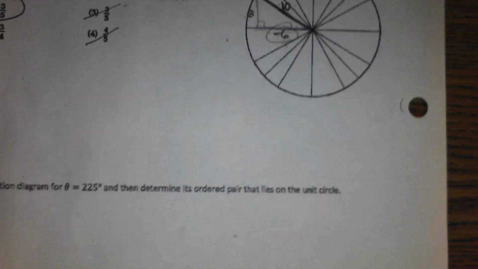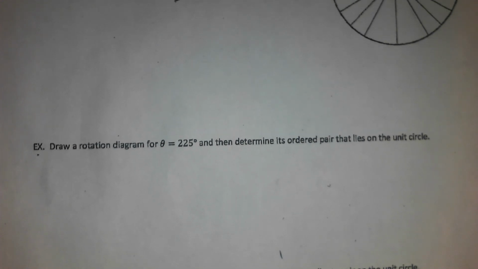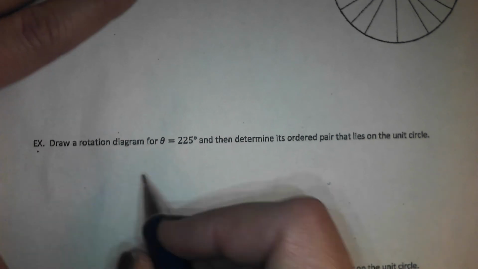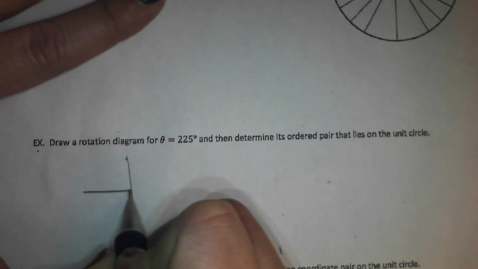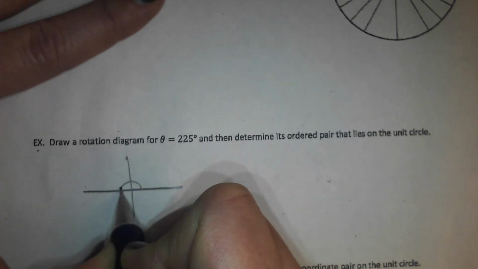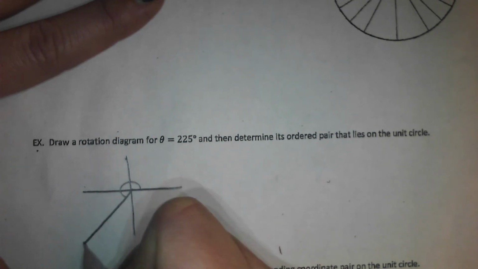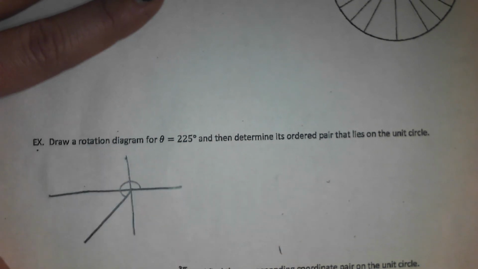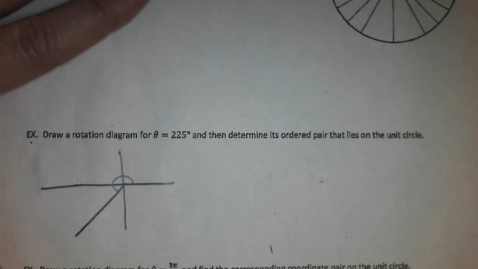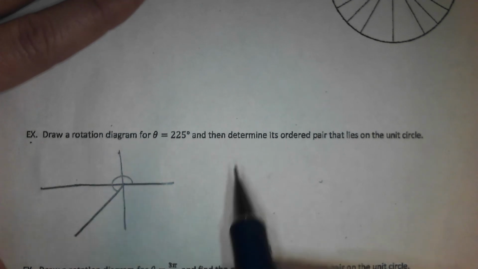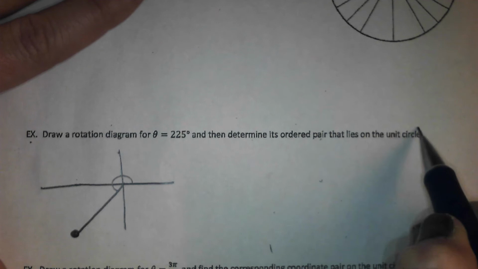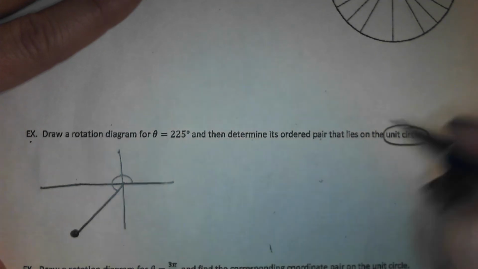All right, let's draw a rotation diagram for theta equals 225. Faye, what quadrant is this in? Very good. So here's 180, 225 is going to be right around there. What's my reference angle? Well, maybe that doesn't matter based on what they're asking. Determine its ordered pair that lies on the unit circle. So r equals 1.